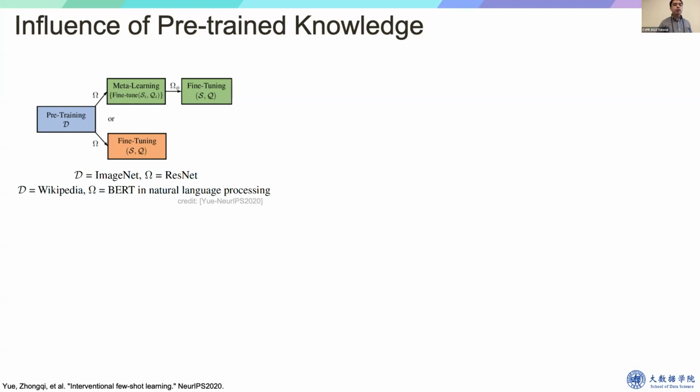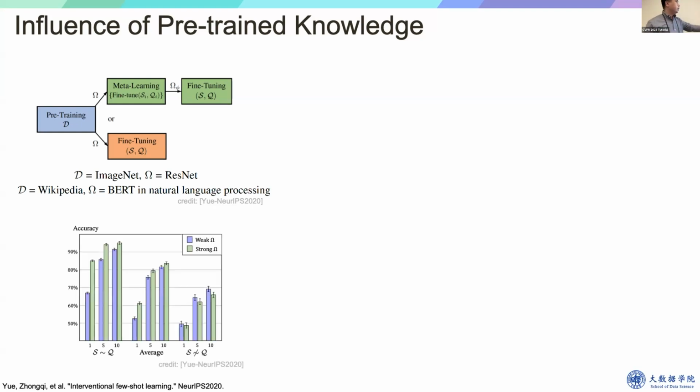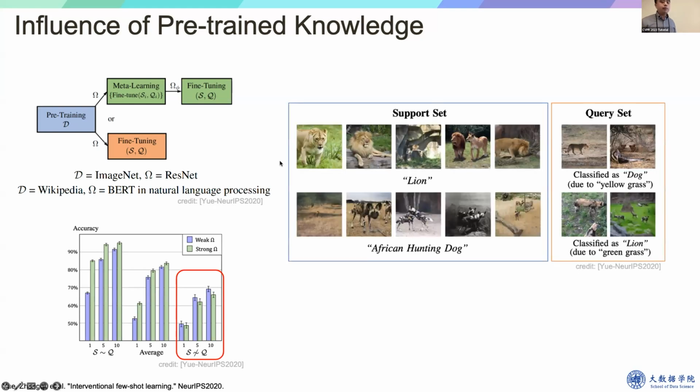However, an interesting paradox arises. As illustrated in this figure, a stronger model does improve average performance, but when the query sample is not similar to the support samples, the performance actually dropped. To understand why this happens, consider the following example.